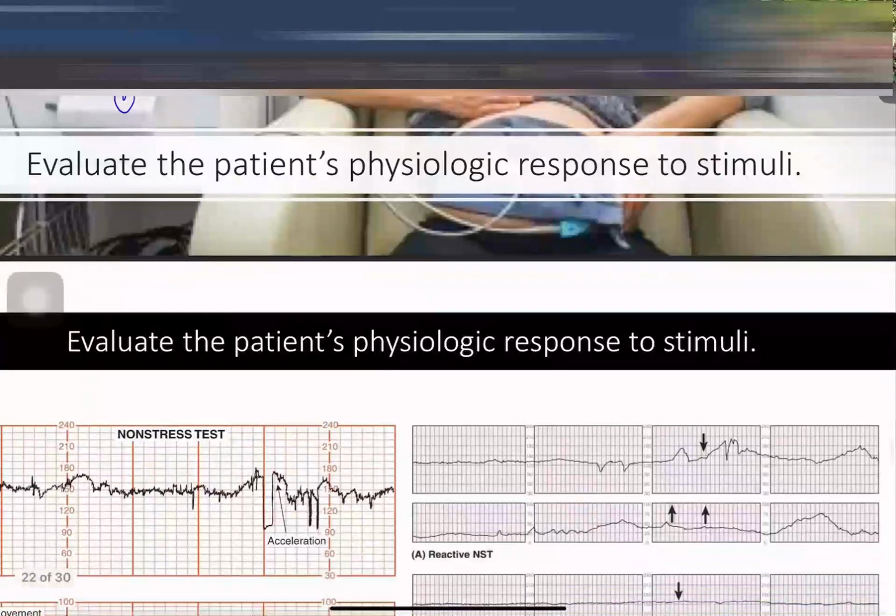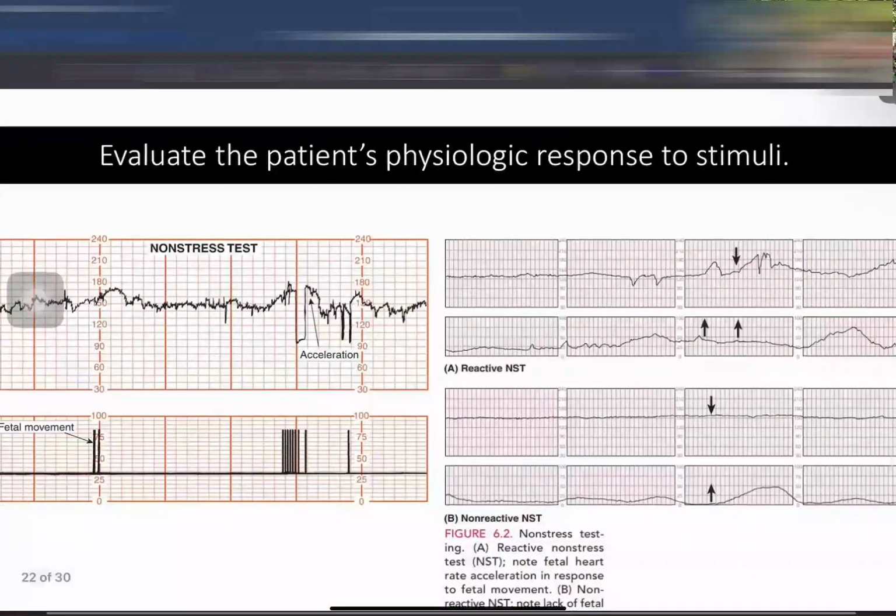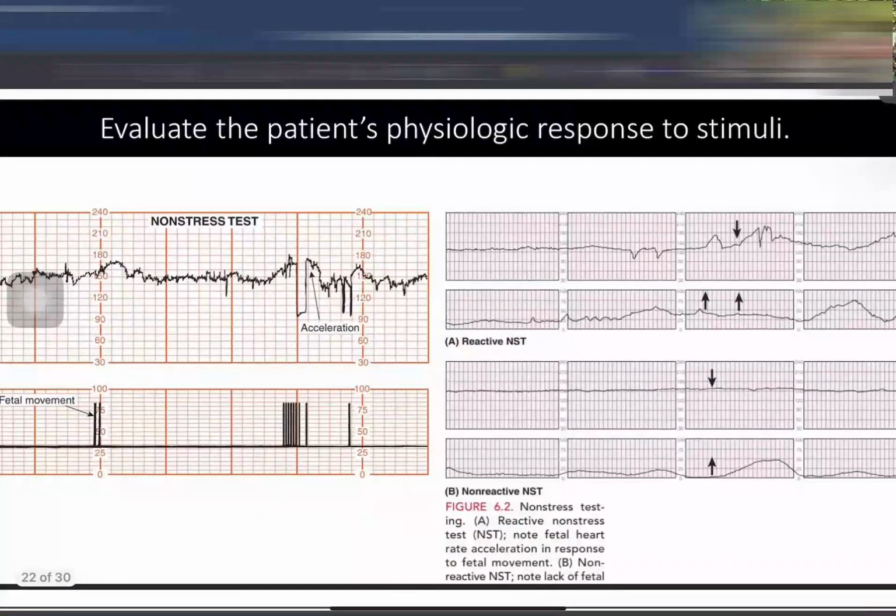Now class, this is an example of your non-stress test. As you can see here, dear students, you can see that this is fetal movement. Okay, nakikita po ninyo, yan po yung mga fetal movement. And then class, as you can see here, there is an increase in the heart rate of the baby, which would indicate that the baby is indeed reactive.